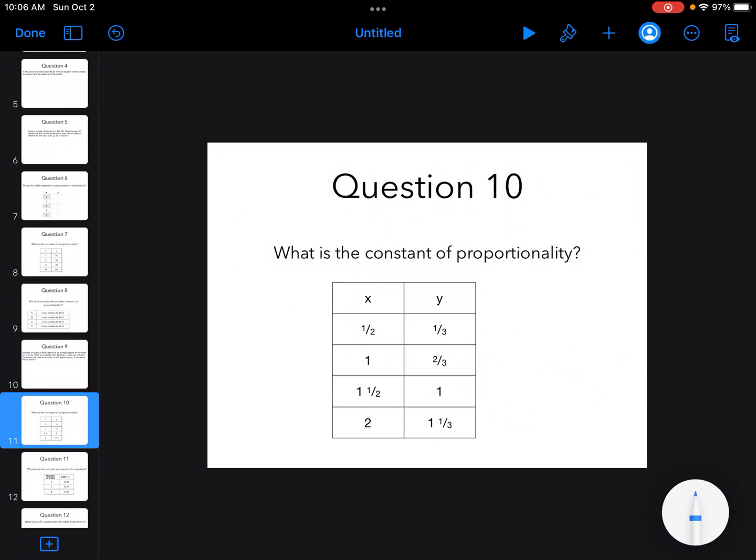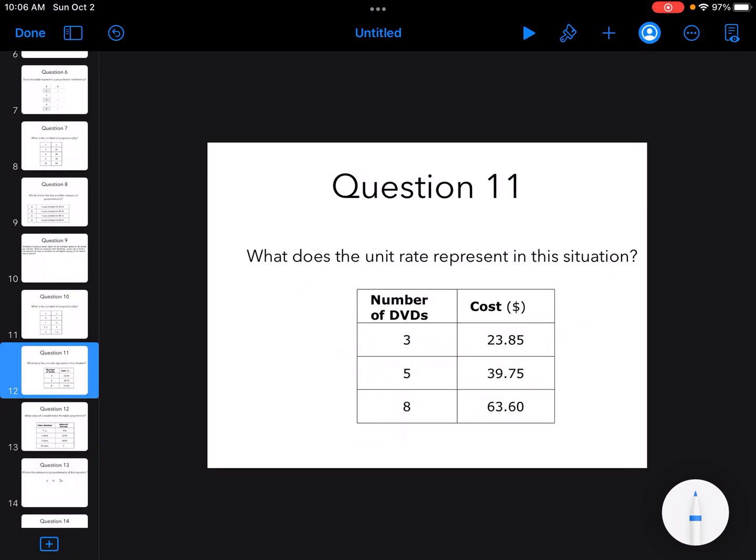Number 10, what is the constant of proportionality? Well, I'm looking for 1 in the X column, and I find it right there. 2/3. Next, what does the unit rate represent in this situation?